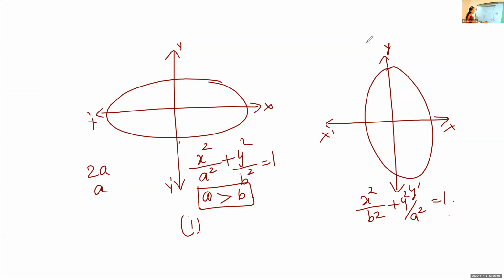In both the cases, A will always be greater than B. But here, the major axis lies along the y-axis. Here, the major axis is along the x-axis. So these are the two standard forms.